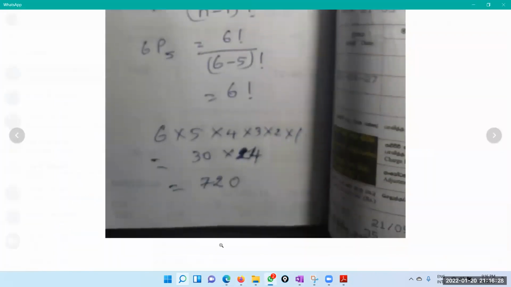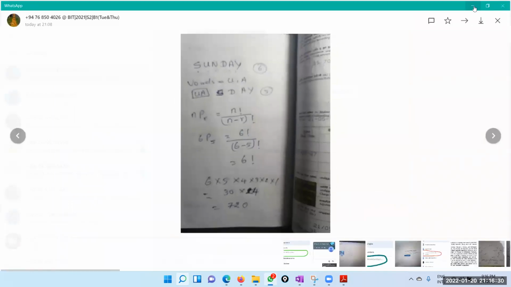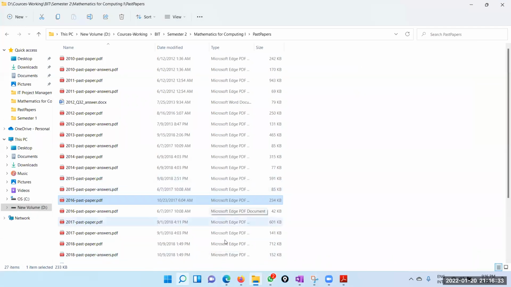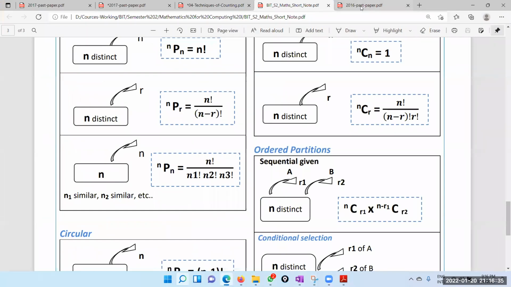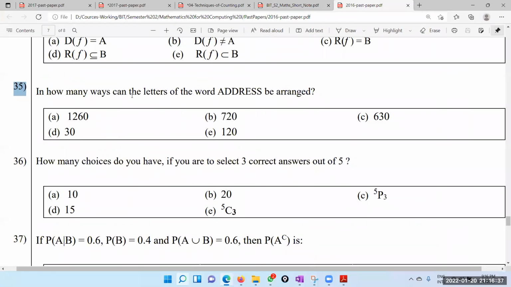Now let's do it. Address. We have A 1 time, D 2 times, R 1 time, E 1 time, and S 2 times. So not distinct.